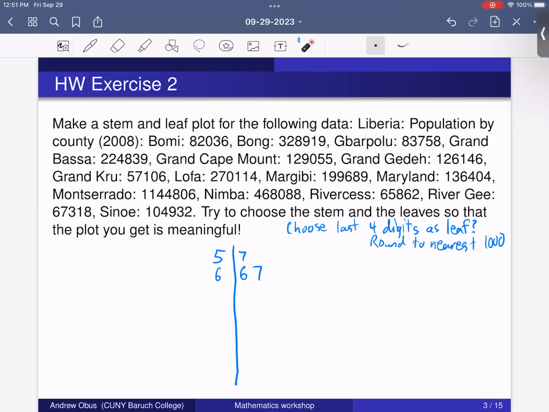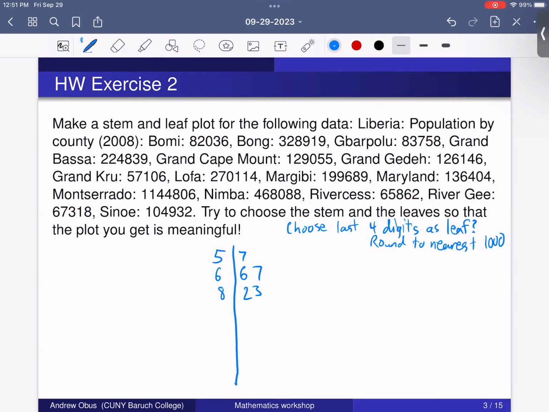And then what else? I have Barpolu, which is going to be an 8 and a 3. So that would be 8 and a 3. And then I have Bomi, which is 82,000. So that would be an 8 and a 2 and an 8 and a 3. So why don't I put those in order. So 8 with 2 and 3.